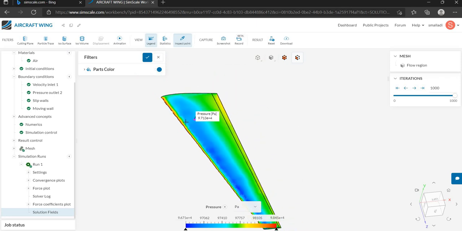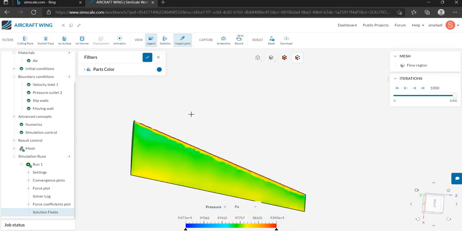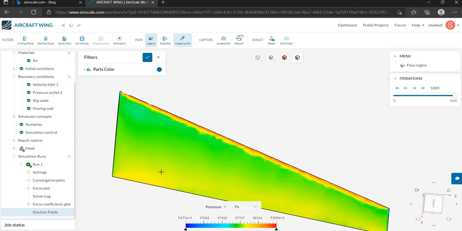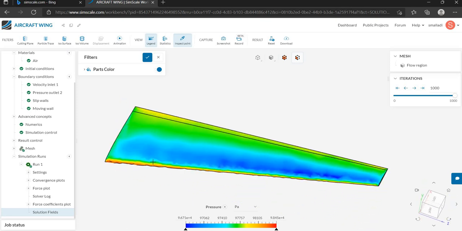Let's see at the lower surface what the pressure is. So this is the lower surface of the wing. At the lower surface, as you can see, the pressure value is more, that is 9.763e4 Pascal. So at the lower surface of the wing, the pressure is higher than the upper surface of the wing.